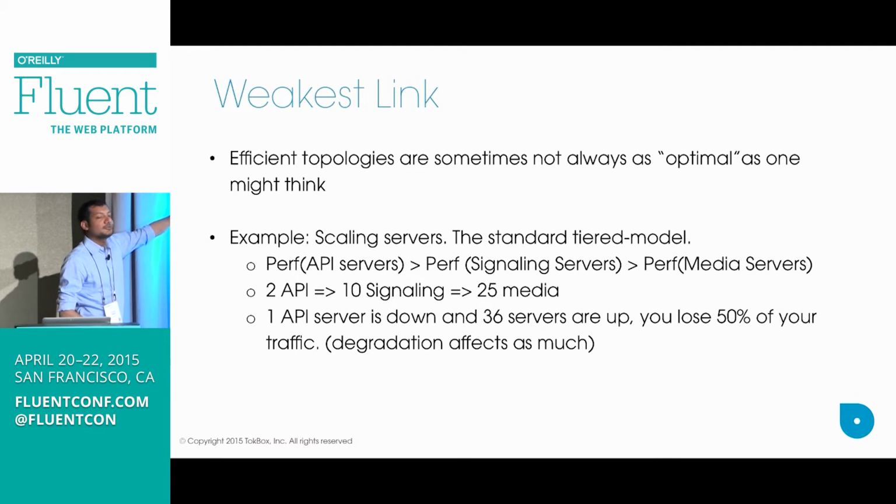The problem is, if you have that sort of tier topology, yes, it's extremely efficient from a resource utilization point of view, but it might not be the most optimal topology. Maybe if you had 2 API servers to every 10 signaling servers to 25 media servers, 1 API server being down, if you didn't have full failover, maybe takes out 50% of traffic, even though you have like 36 servers up and running. So I think the key insight to keep in mind is that there are different availability characteristics for the resource utilization topology you pick in your infrastructure.